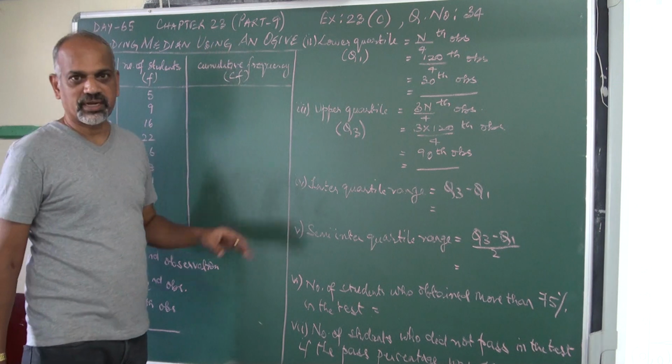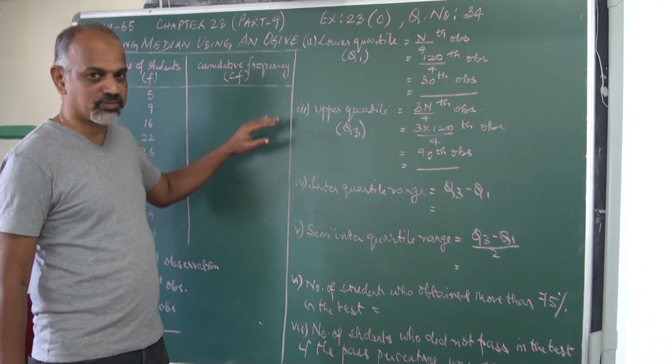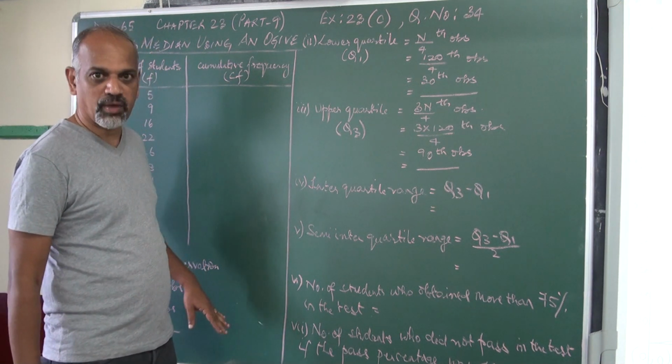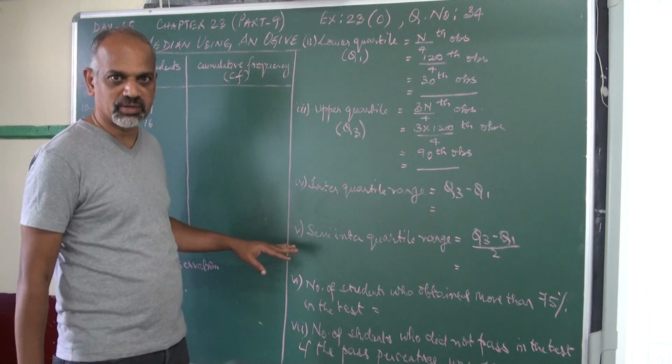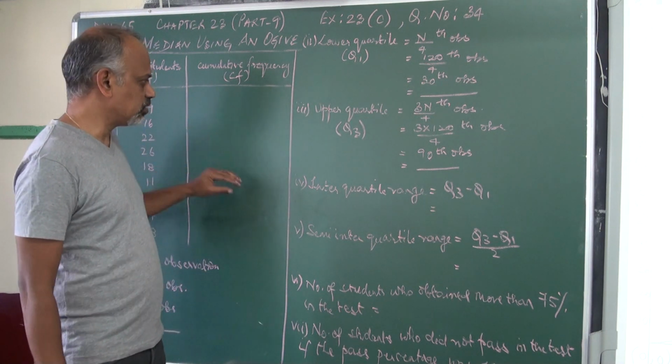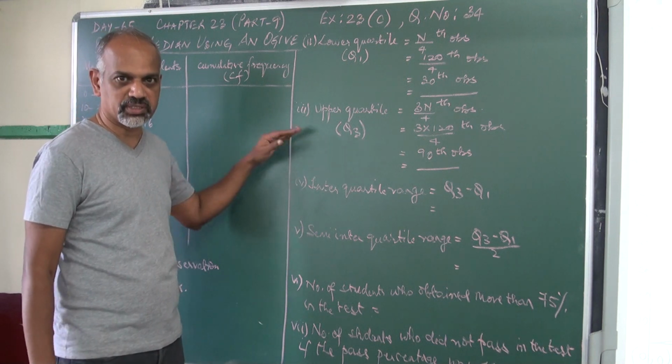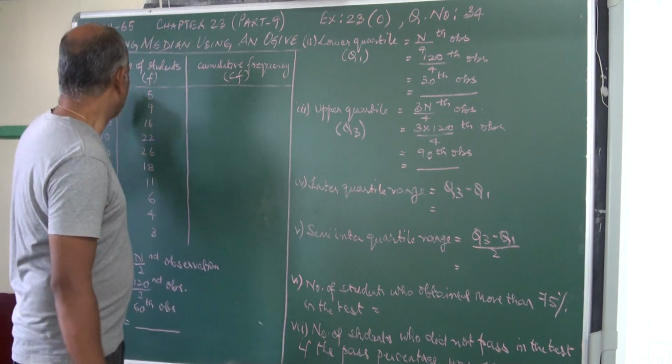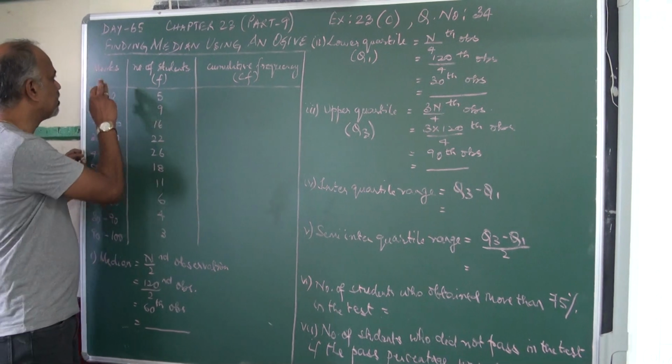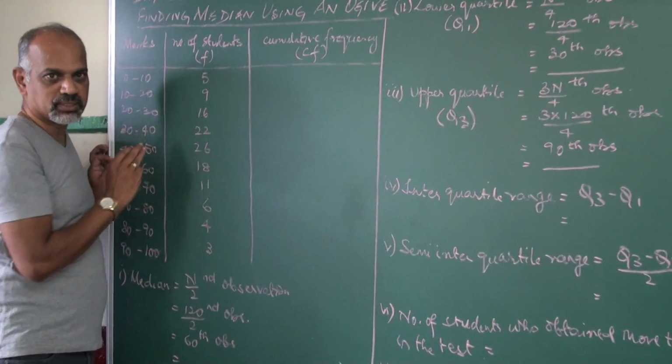If you notice the question that is there in the book, it has very few questions. I want to show you all possible calculations that can be done using this data. So I have included a few more subdivisions of that question. So this is the data that is given, that's marks and number of students.